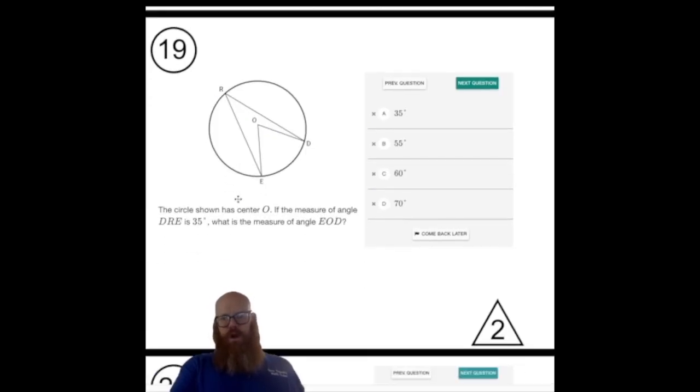Now we get to our hard problems. Oh, my bad. This is still another medium one.